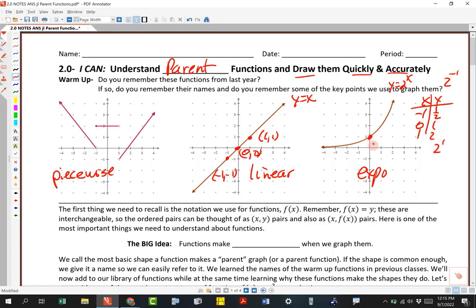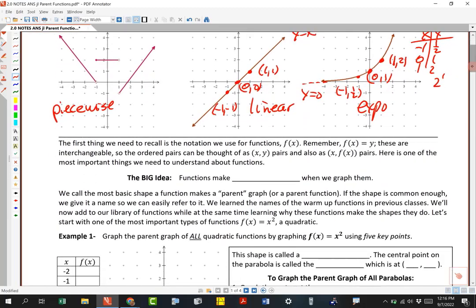So this point right here is 0, 1. This point right here would be 1, comma 2. And this point right here, part way up, so this is going to be negative 1, comma 1 half. And then you'll remember, this has an asymptote of y equals 0. It kind of comes out here and levels off there. So the important thing to remember about these is these functions make shapes. So that's kind of the big idea. Functions make shapes when we graph them.